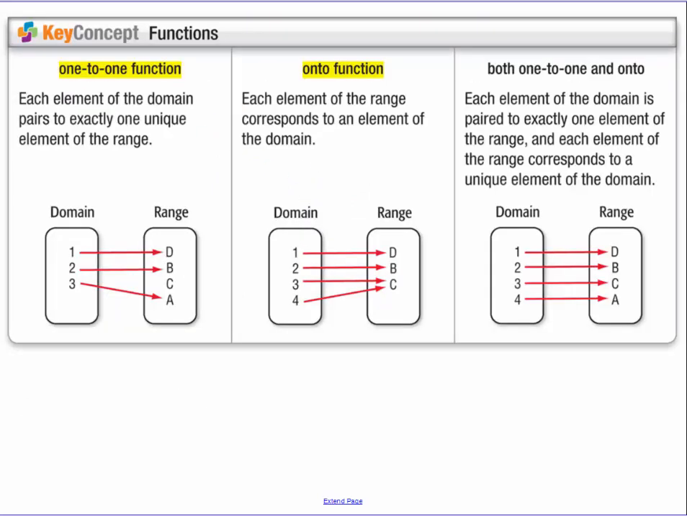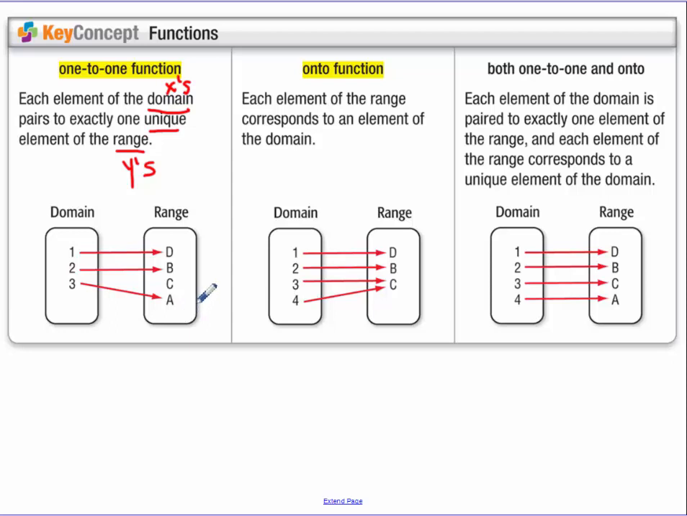So a one-to-one function: each element in the domain, remember domain means the x values, pairs exactly with one unique element in the range. So it pairs with a unique element in the range. Remember the range we often think of as the y's. So each of these elements in the domain is going to pair with an element in the range.